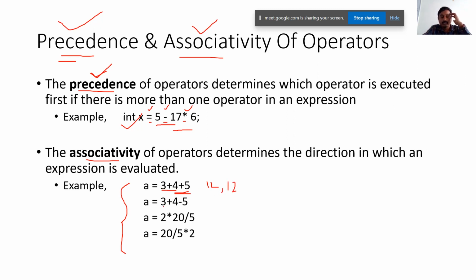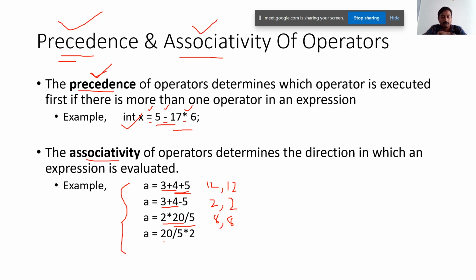Okay, now what about second example? If we execute 3 minus 4 first, then it will be 7 minus 5, so we will get 2 as the result. Now what if we execute 4 minus 5 first? It will be minus 1. So 3 minus 1 will be 2. Again we are getting the same result, no problem. Now in this example, if we execute this first, it will be 40 divided by 5, so it will be 8. What if we execute 20 divided by 5 first? So it will be 4, and 2 multiplied by 4, again no problem. So we are getting the same result.